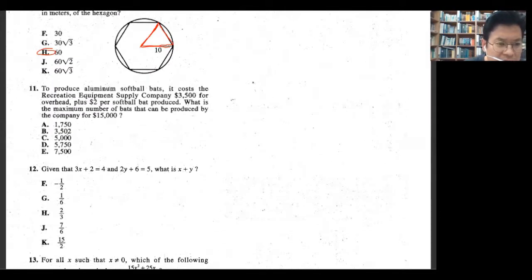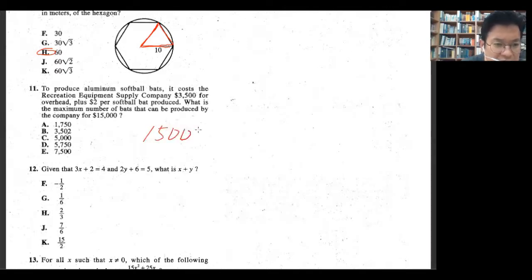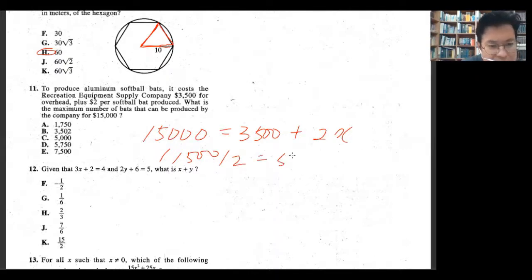To produce aluminum softball bats, the recreation equipment supply company has this much overhead plus this much per product. What is the maximum number of bats that can be produced for this much? So you have 15K, 350 overhead plus 2x. So 11500 divided by 2, which is 5750.